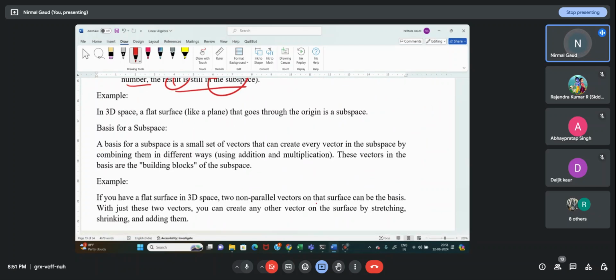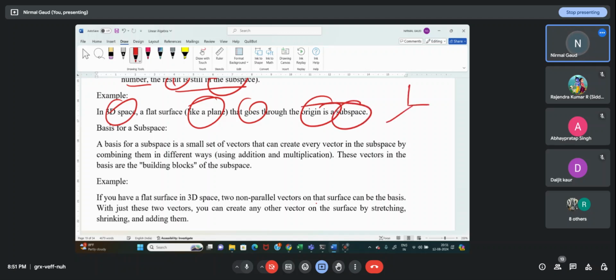Okay, what more concepts are related to the subspace? Here they are saying if you are having 3D, a plane that goes through the origin is a subspace. So in 3D, if I am having a plane, that is a subspace. And what is the basis? A basis for a subspace is a small set of vectors that can create every vector in the subspace by combining them in different ways. So whatever points, whatever vectors are present in the subspace, just like a span, v1, v2, v3, up to vn.